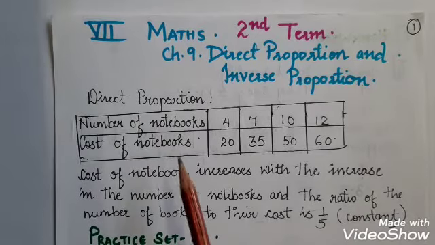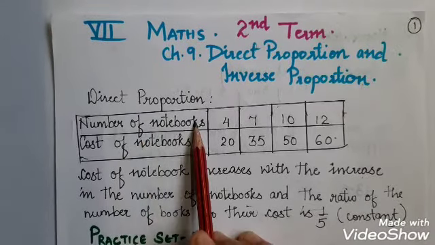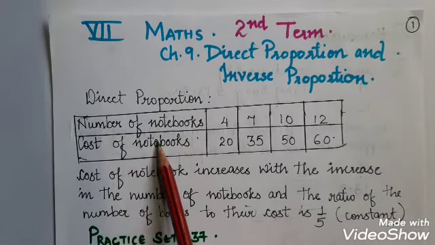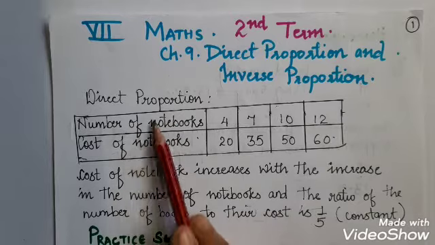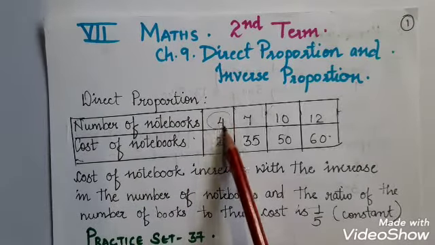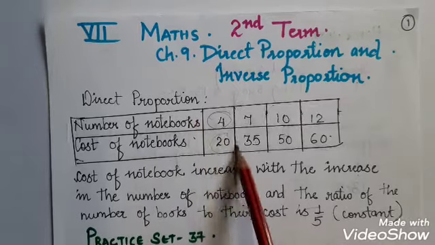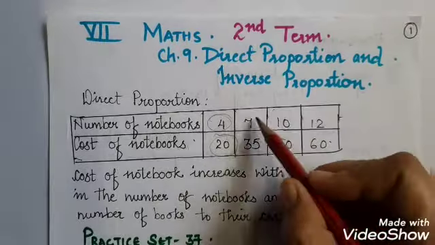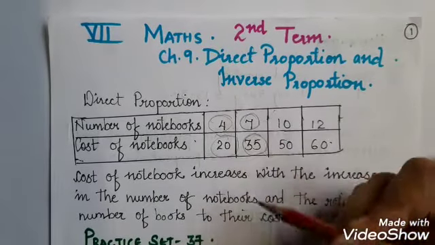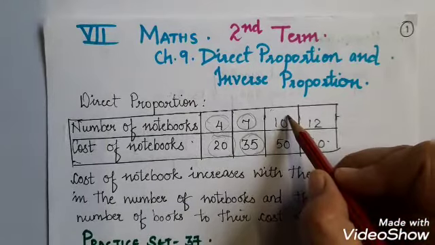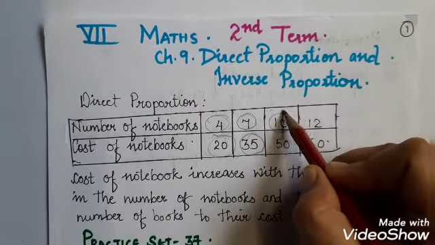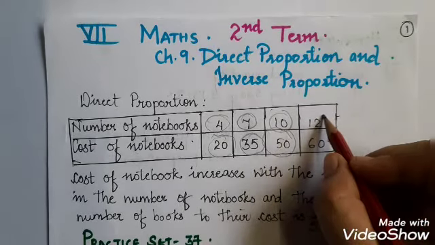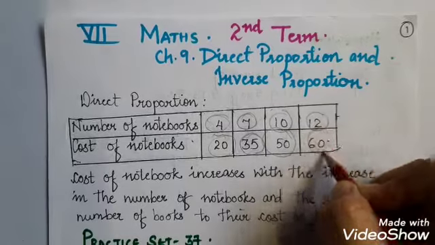Now you can see I have taken an example over here, number of notebooks and cost of those notebooks. The number of notebooks is 4 and the cost is 20. Next, the number of notebooks is 7 and the cost is 35. Then the number of notebooks is 10 and the cost of those 10 notebooks is 50. And the number of notebooks is 12 and the cost is 60.